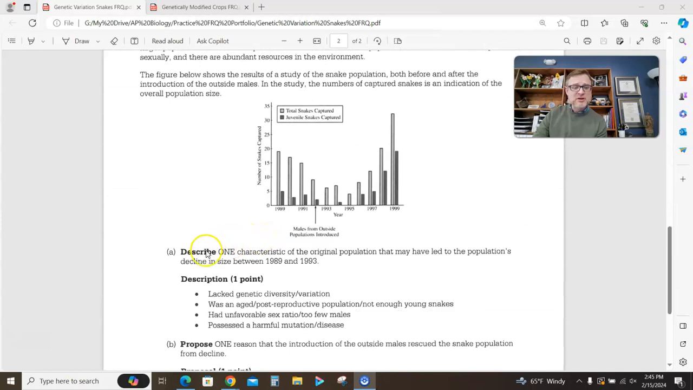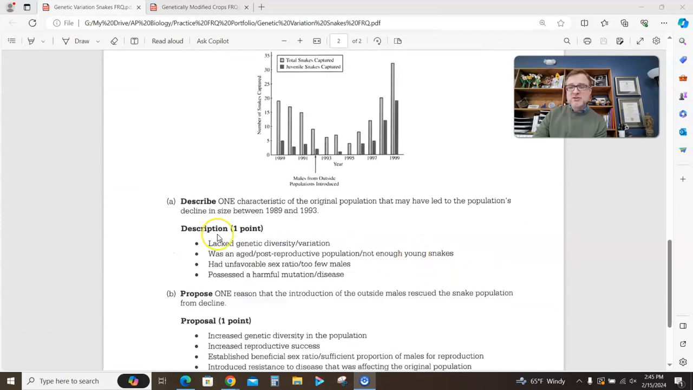If you look at the rubric, for one characteristic of the original population that may have led to its decline, you can see what the rubric took. You can just say they lack genetic variation. The second point was an aged or post-reproductive population, not enough young snakes. Maybe the population is just getting too old where they can't reproduce. The third thing was an unfavorable sex ratio, or just not enough males. And lastly, possessed a harmful mutation or disease.